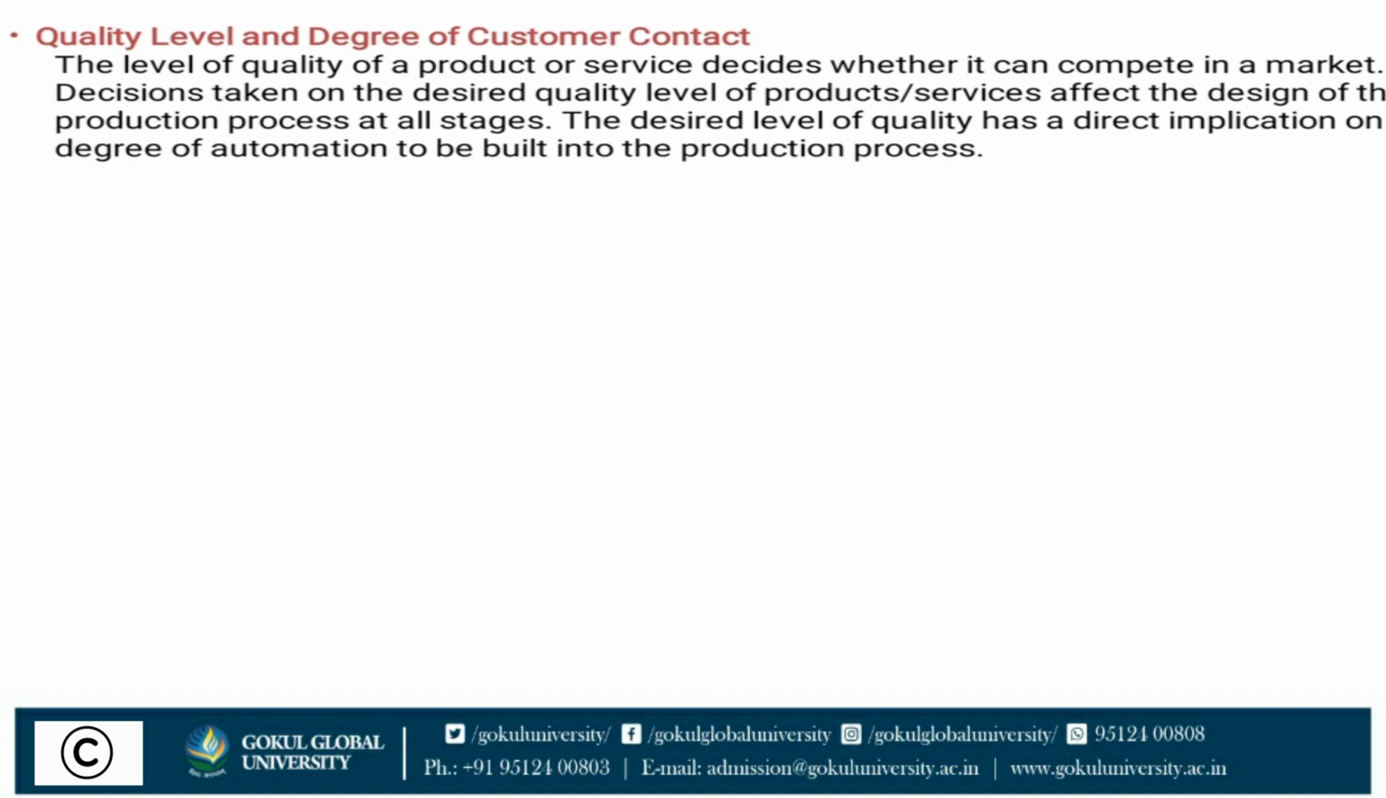The next factor is quality level and degree of customer contact. The level of quality of a product or service decides whether it can compete in a market. Decisions taken on the desired quality level of products and services affect the design of the production process at all stages. The desired level of quality has a direct implication on degree of automation to be built into the production process. These are all very useful factors for the production process design.